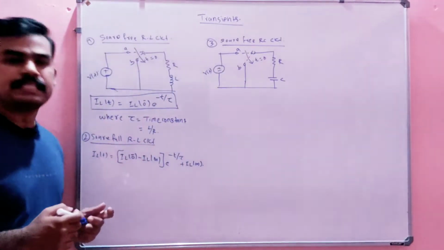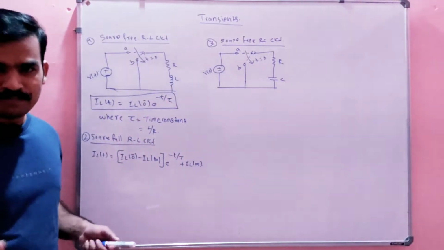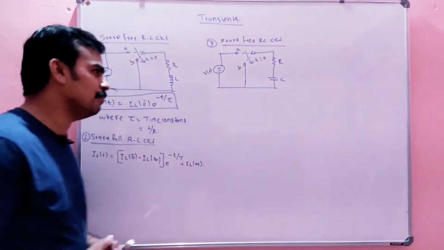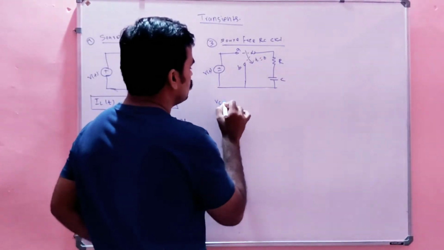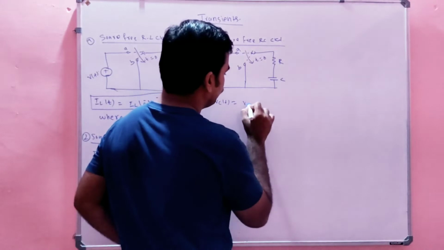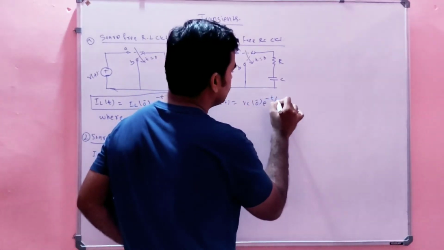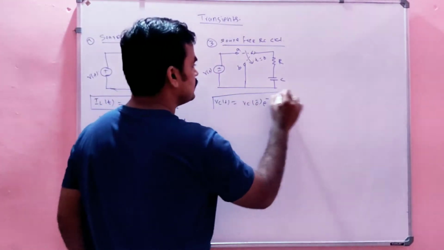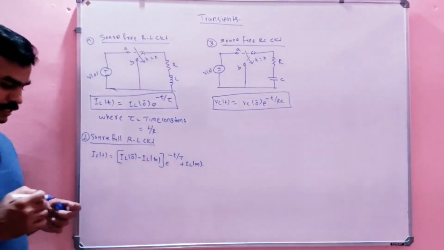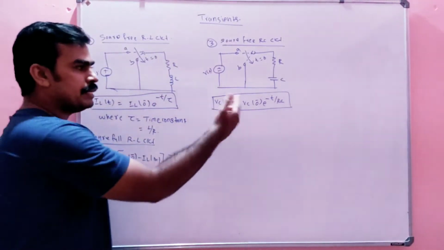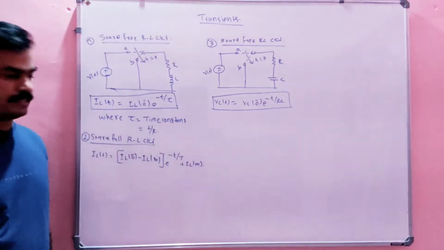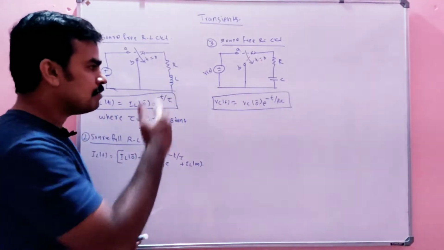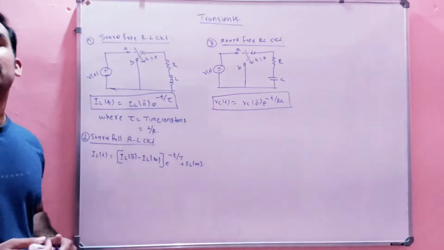Whenever we are dealing with a capacitor, we have to take care of the voltage. Voltage is important in a capacitor, current is the important thing in an inductor. So if it is source free, then Vc of t is nothing but Vc of 0 e raised to minus t by RC, where Vc of 0 is the initial voltage in a capacitor, like IL of 0 is the initial current in the inductor.